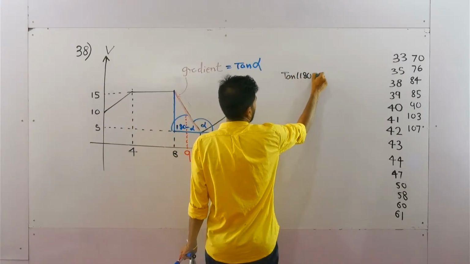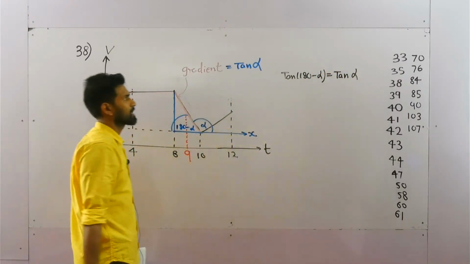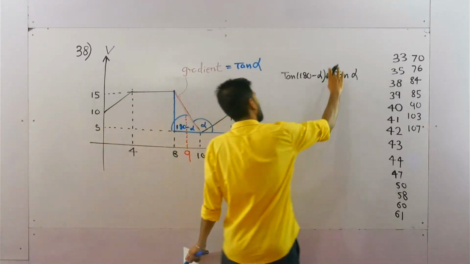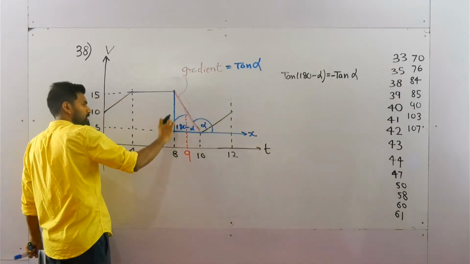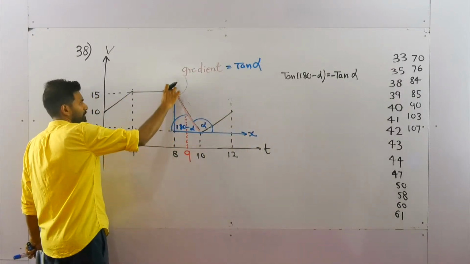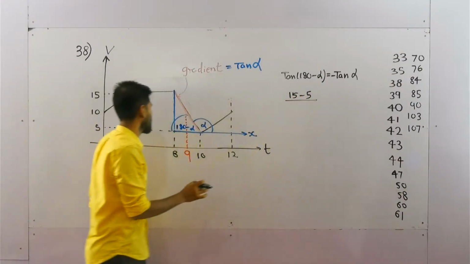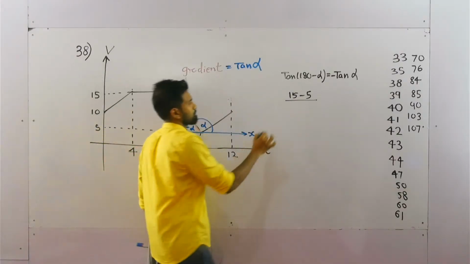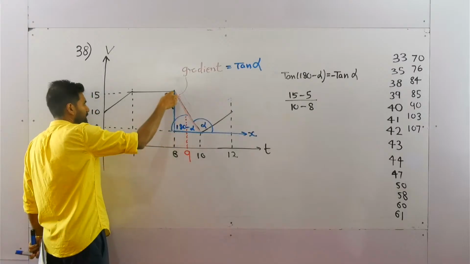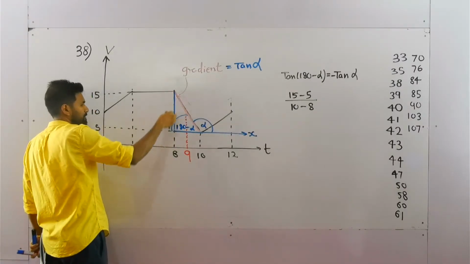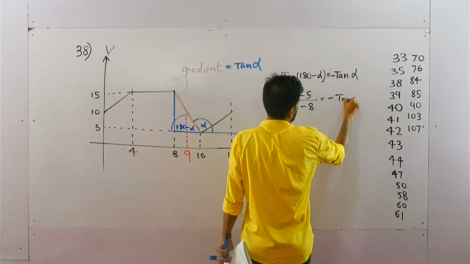Tan of 180 minus alpha is equal to minus tan alpha. I'm sorry, tan of 180 minus alpha is equal to minus tan alpha. So from this side, tan of 180 minus alpha is the opposite leg, 15 minus 5, divided by the adjacent leg, 10 minus 8. Tan 180 minus alpha: opposite leg 15 minus 5, adjacent leg 10 minus 8, equal to minus tan alpha.